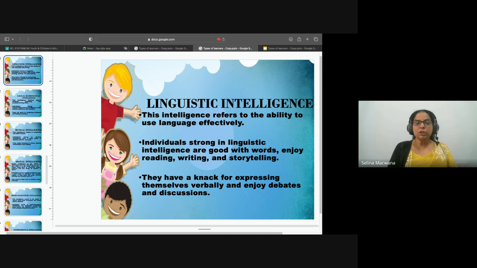So what do you think can be suggested activities for this type of intelligence? What can you use in your classroom teaching to cater to this intelligence? Okay, puzzle games, word search, puzzle games. Okay, what else?